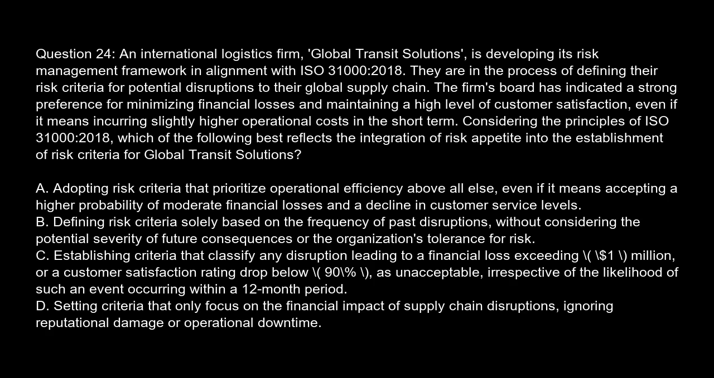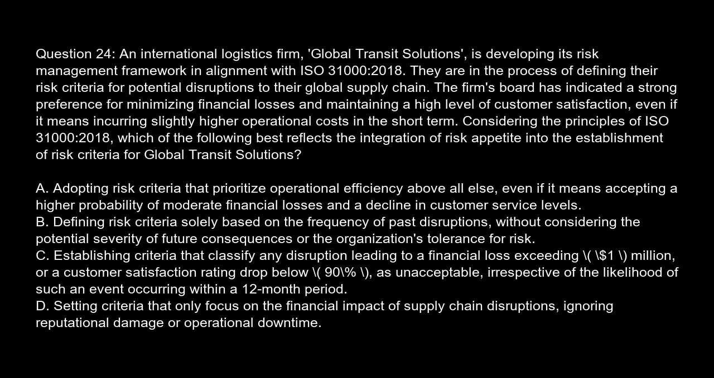Considering the principles of ISO 31000:2018, which of the following best reflects the integration of risk appetite into the establishment of risk criteria for Global Transit Solutions? Option A. Adopting risk criteria that prioritize operational efficiency above all else, even if it means accepting a higher probability of moderate financial losses and a decline in customer service levels. Option B. Defining risk criteria solely based on the frequency of past disruptions, without considering the potential severity of future consequences or the organization's tolerance for risk.